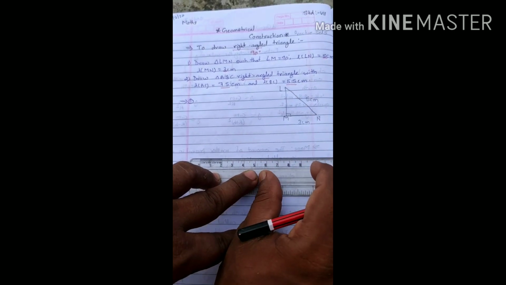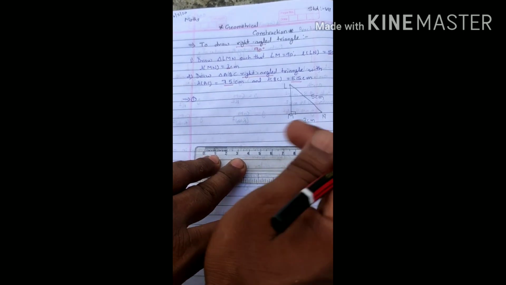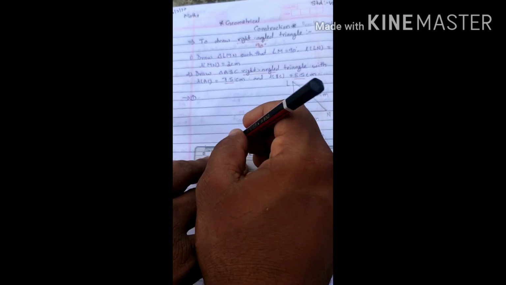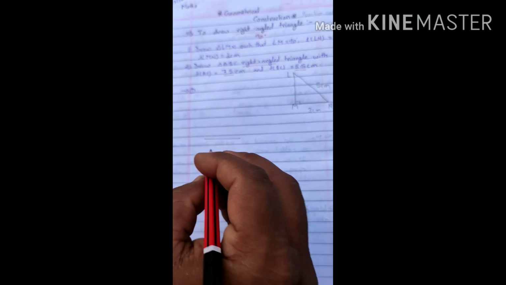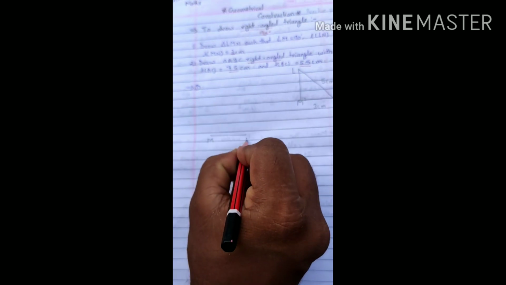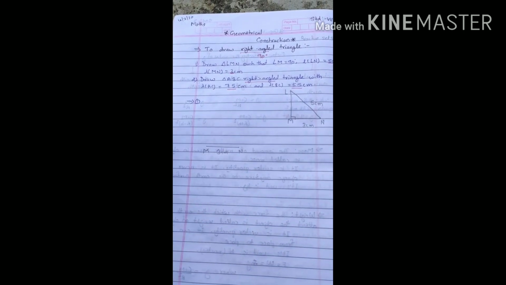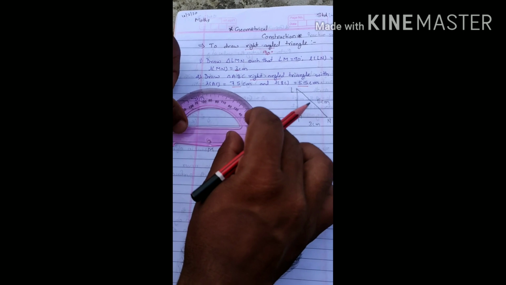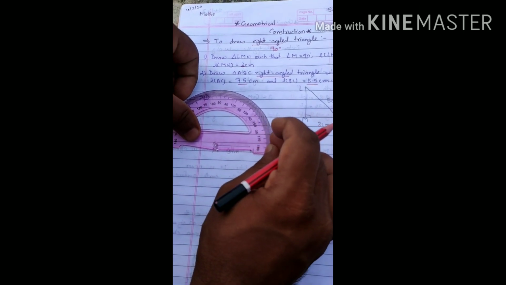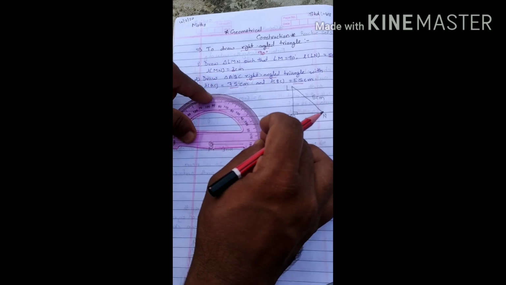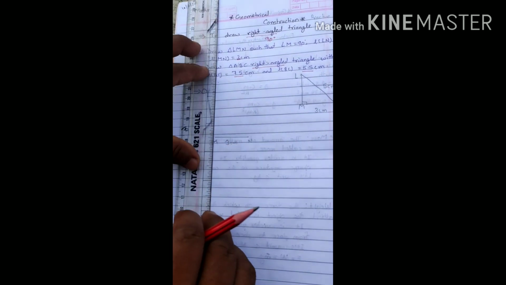So first we draw the base. Draw it now. 3 cm. One point on 0, second point on 3. Make a line. Write MN 3 cm. Then 90 degrees we have to draw at angle M. So we draw the 90 degrees and just join this one.